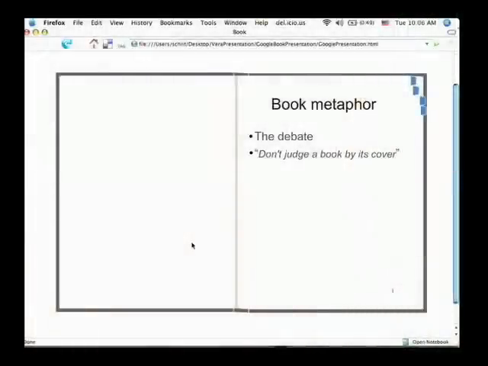They believe that it doesn't matter what the new representation looks like. Once users are familiar with it, they will no longer rely on the book metaphor. And so they're saying, don't judge a book by its cover, judge it by its content. Those experts believe that only the text is important. The visual properties of the document don't matter at all.